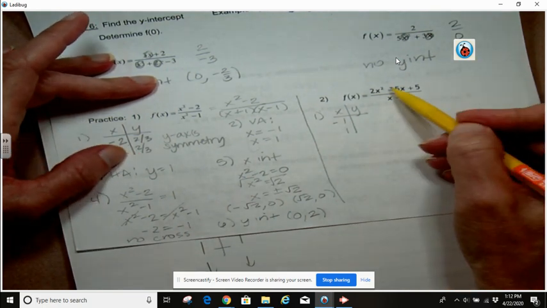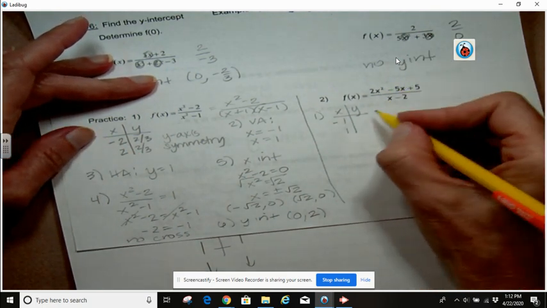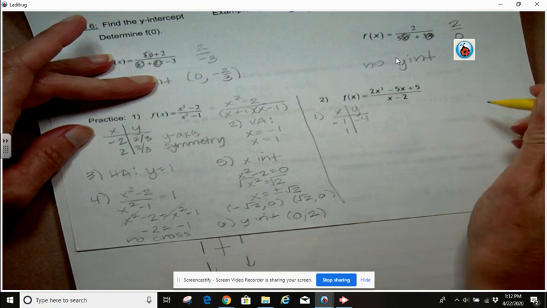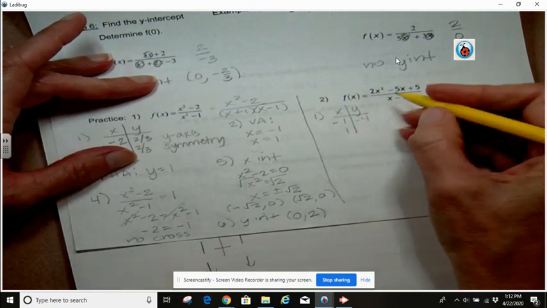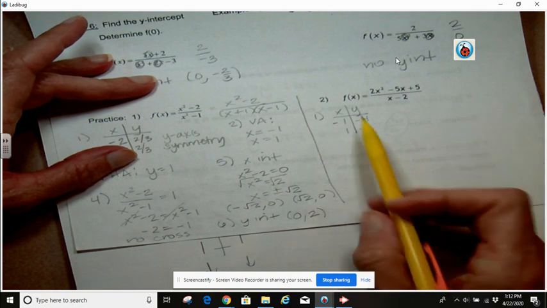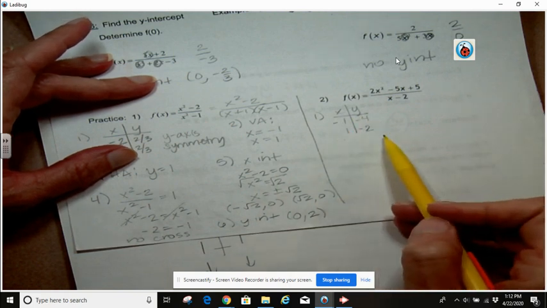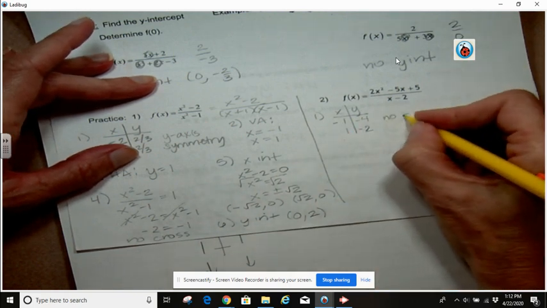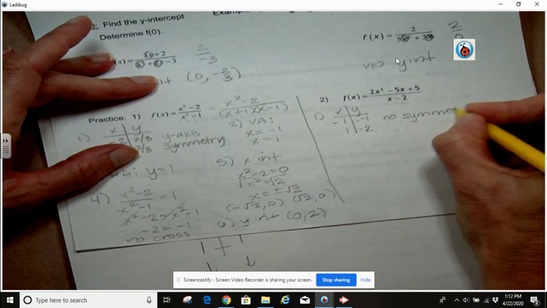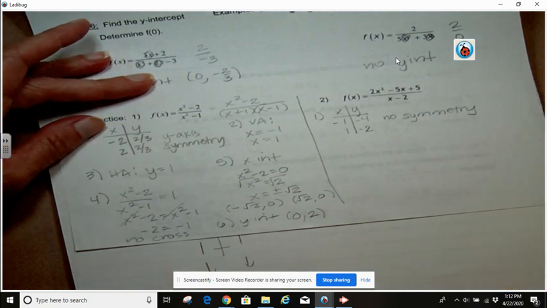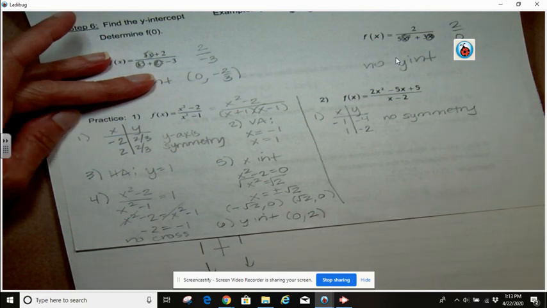If you plug -1 in for all the x's, you get -4. And if you plug +1 for all x's, you get -2. So opposite x's did not give me the same or opposite y's. So there's no symmetry here. And honestly, you're going to get no symmetry the majority of the time.